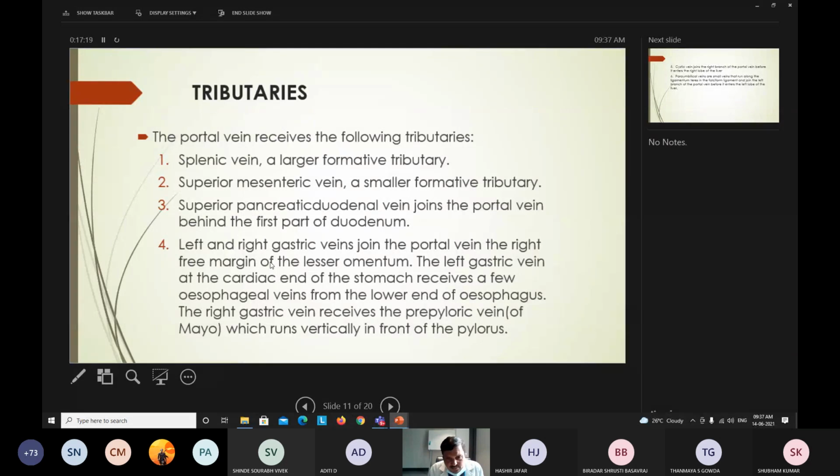Second is the superior mesenteric vein, the smaller formative tributary. It receives the venous blood from the midgut. These two veins only join to form the portal vein. Next tributary is the superior pancreaticoduodenal vein. It joins the portal vein behind the first part of the duodenum.